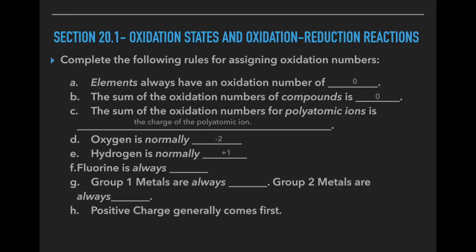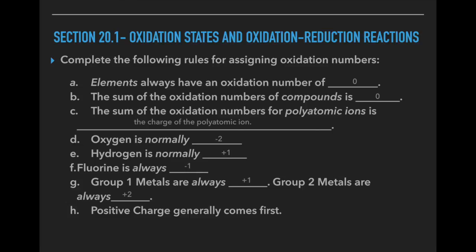Hydrogen normally has an oxidation number of +1. However, when it's a metal hydride, so hydrogen is acting with a negative charge, then its oxidation number is going to be -1. Fluorine is always -1 for its oxidation number. And then for group 1 metals, they will always have a +1 oxidation number, and group 2 will always have +2. And remember, the positive charge generally comes before the negative.